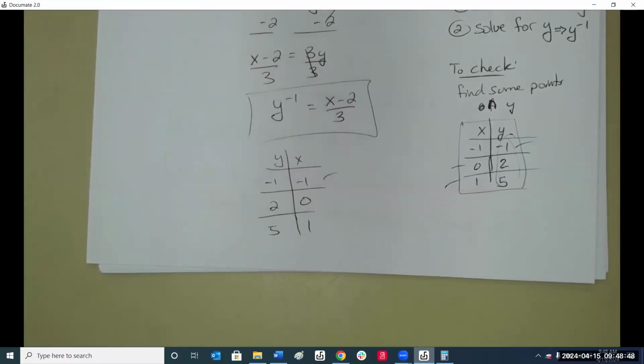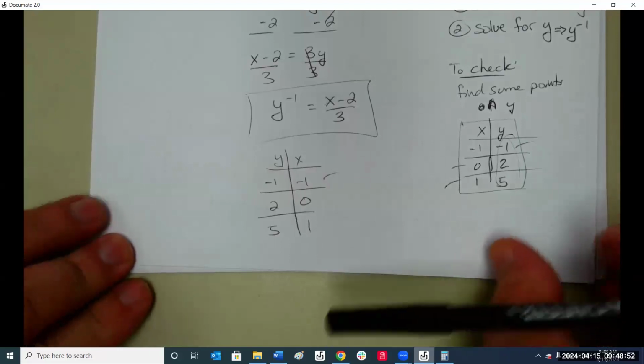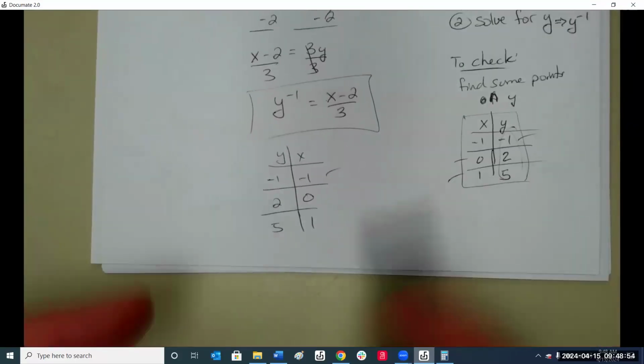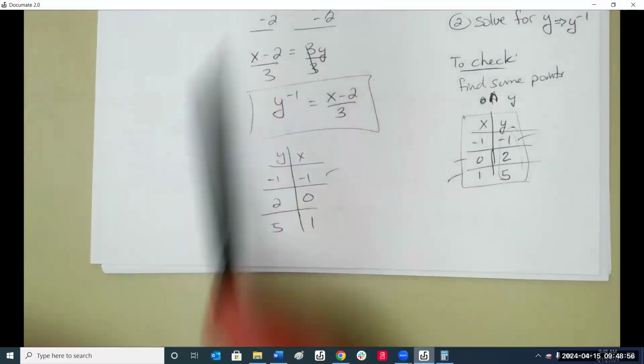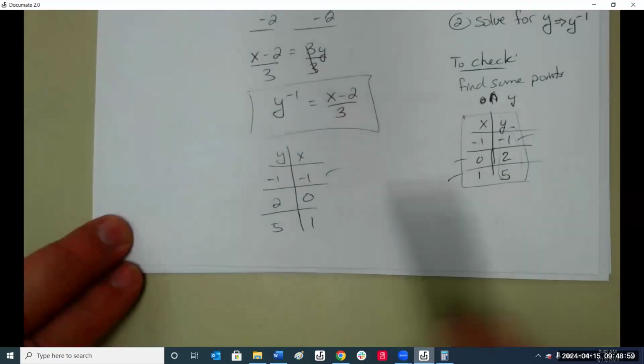So that's one way I can check it. There's another way I'm gonna show you in a second. But this is what we talked about so far. We looked at our graphs, we looked at switching X and Y's. That's exactly what it's talking about. Let's look at example 2.